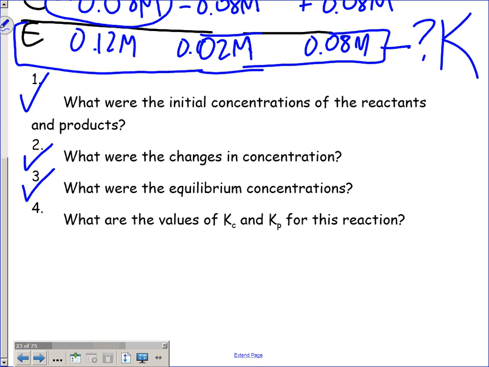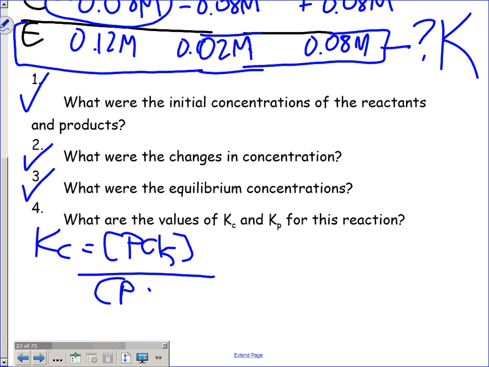All of these are 1, 1, 1. So I'm just going to show the process of, what was this over here? Phosphorus pentachloride over phosphorus trichloride times chlorine gas concentration. So you can plug your values in there. I'm not going to do that right now, if that's okay.